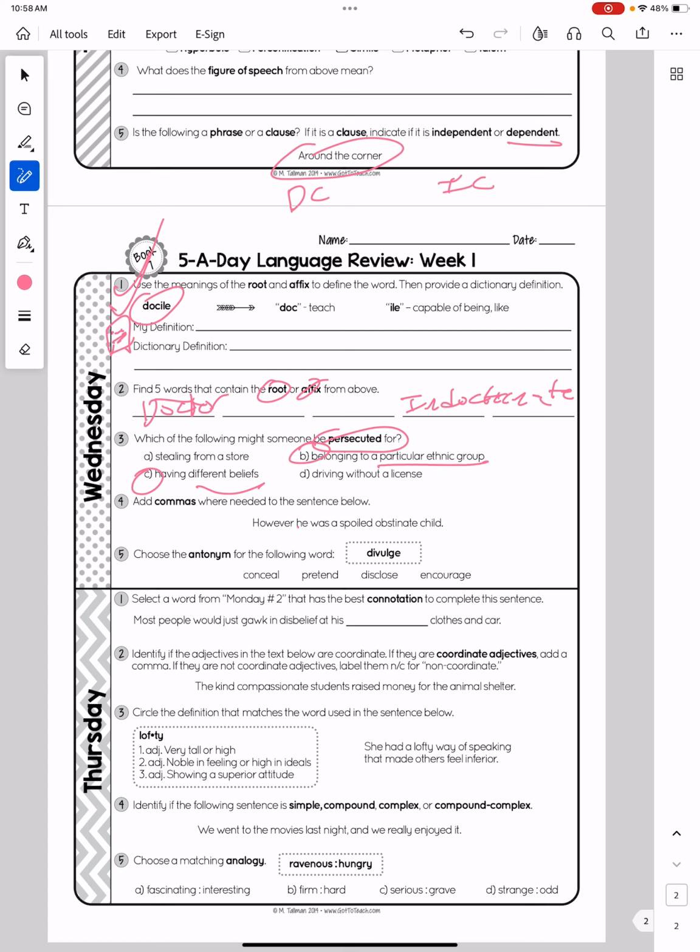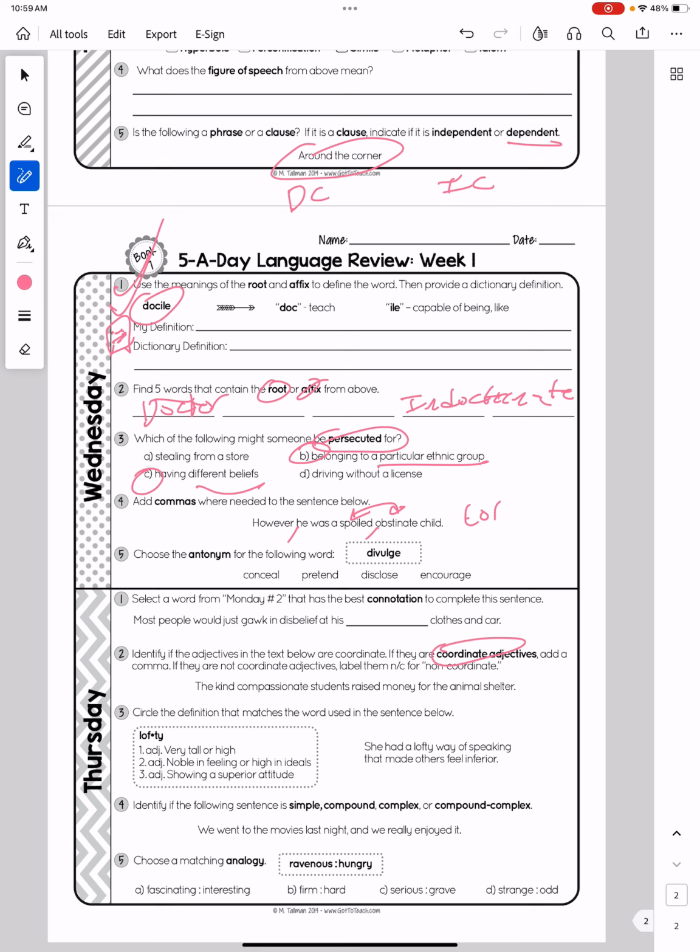Four, commas. However, comma, he was a spoiled, obstinate child. These spoiled and obstinate are coordinate adjectives. They can go either way. So if that's the case, we use commas here. It could be spoiled and obstinate child, or we could rearrange this to say obstinate spoiled child. In that case, we call these coordinate adjectives, which is this word here. That means they need a comma.